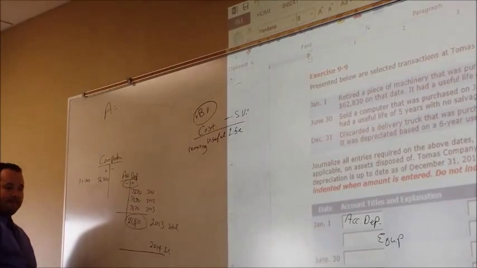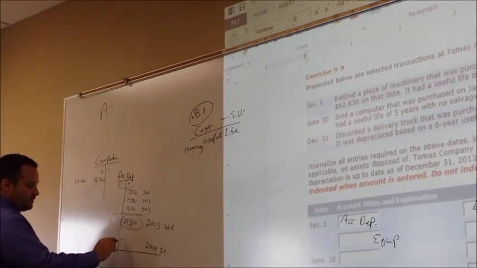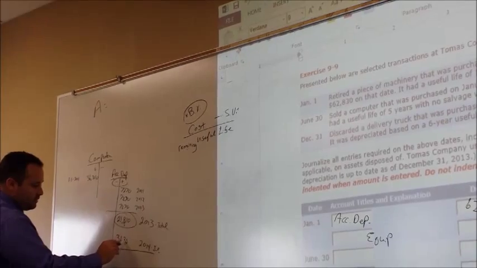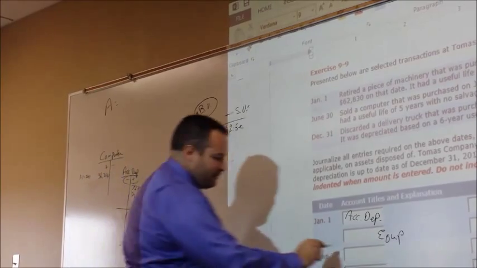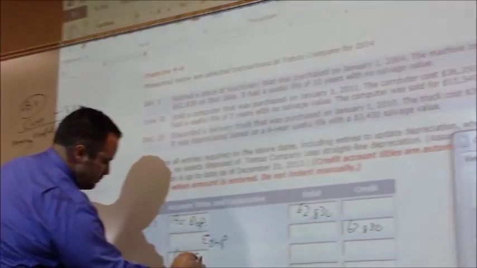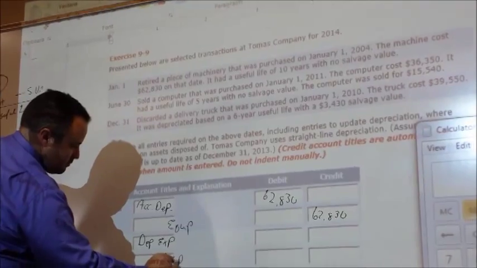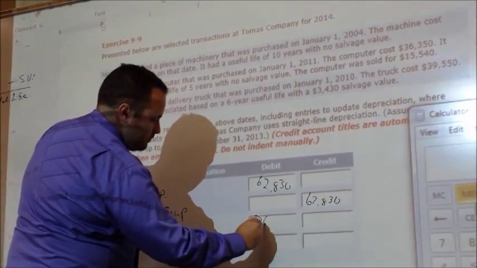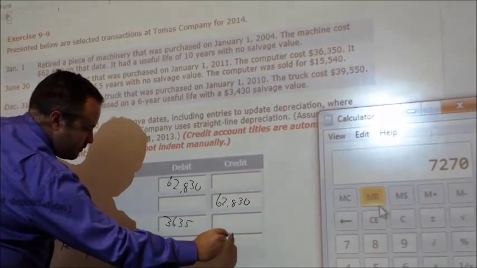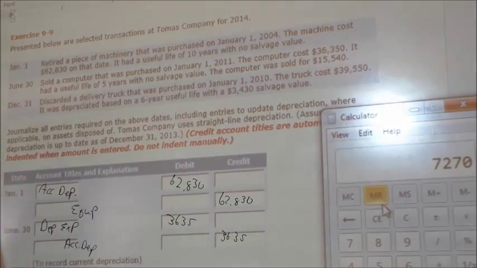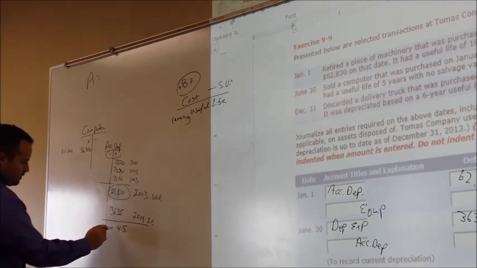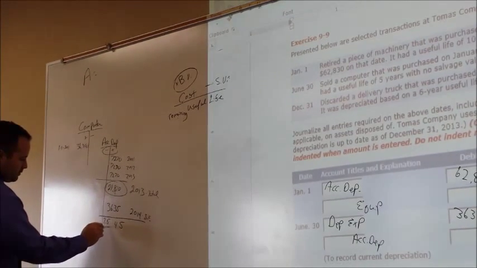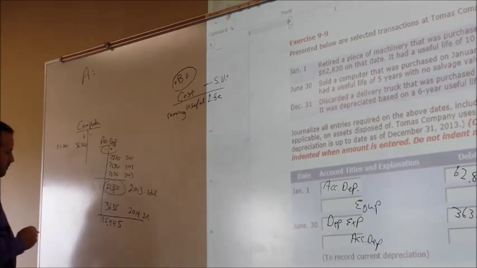So I can't use another 7,270. I can only use what? Half of it, which is 3,635. I can only depreciate 3,635. So I've got a new total. 25,445. Thank you.